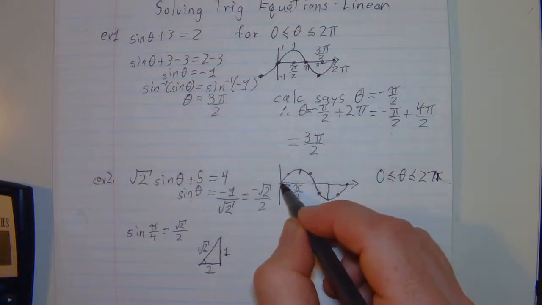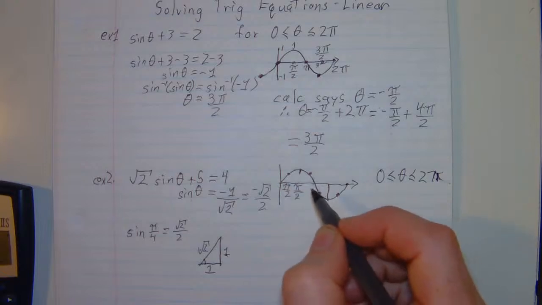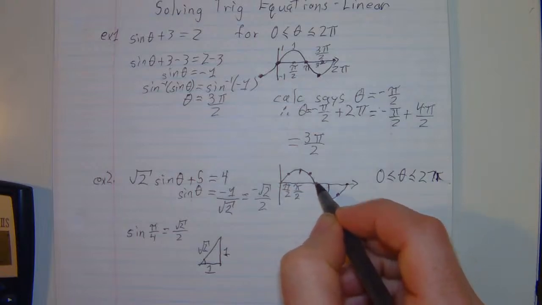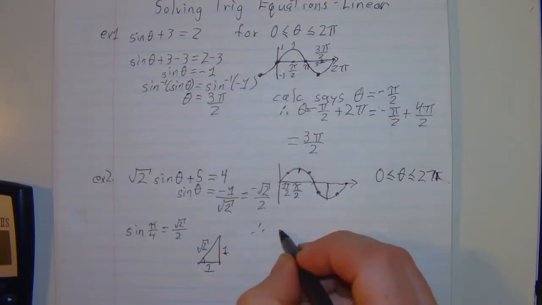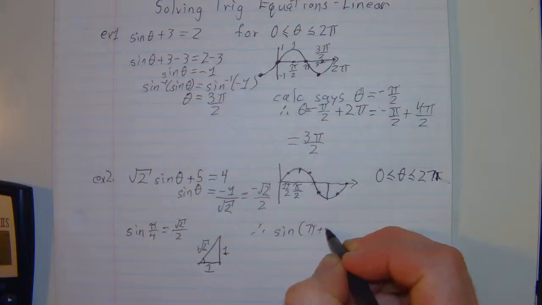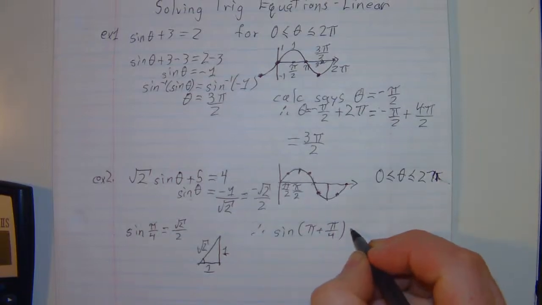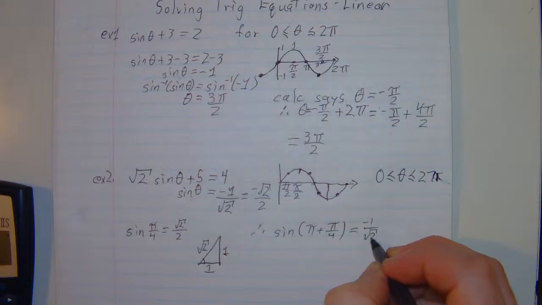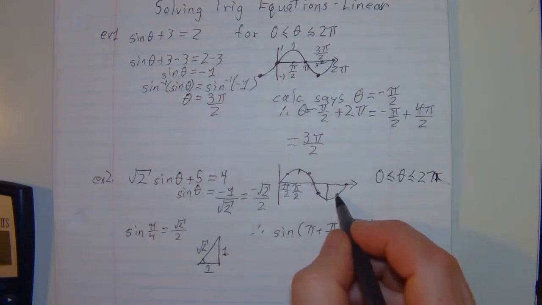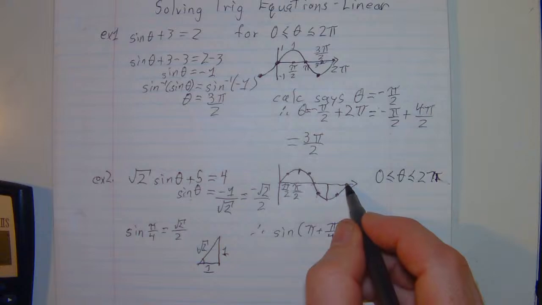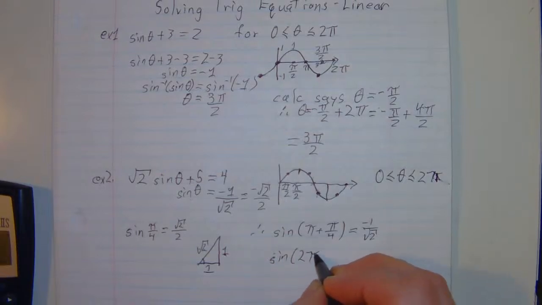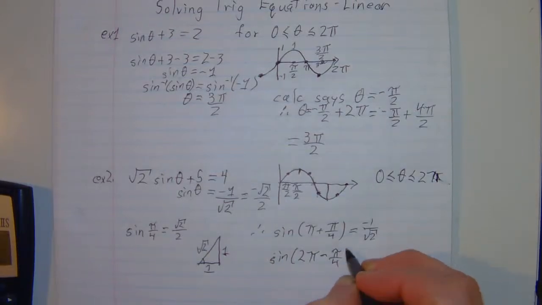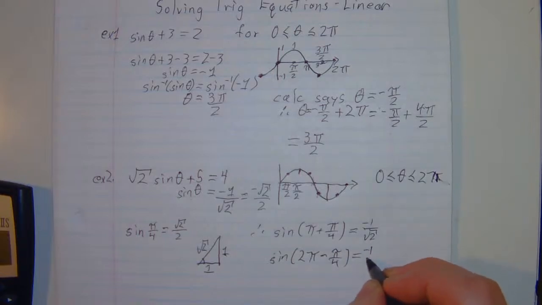So if this is pi by 4 past the starting point, this is going to be pi by 4 past the starting point of the lower half, which is at pi. So therefore, sine of pi plus pi by 4 is going to equal -1 over root 2. And to get this one, we know it's going to be symmetric. So it's going to be pi by 4 backwards from this point. So that is sine of 2 pi minus pi by 4, because we're going backwards, which is also going to be equal to negative 1 over root 2.